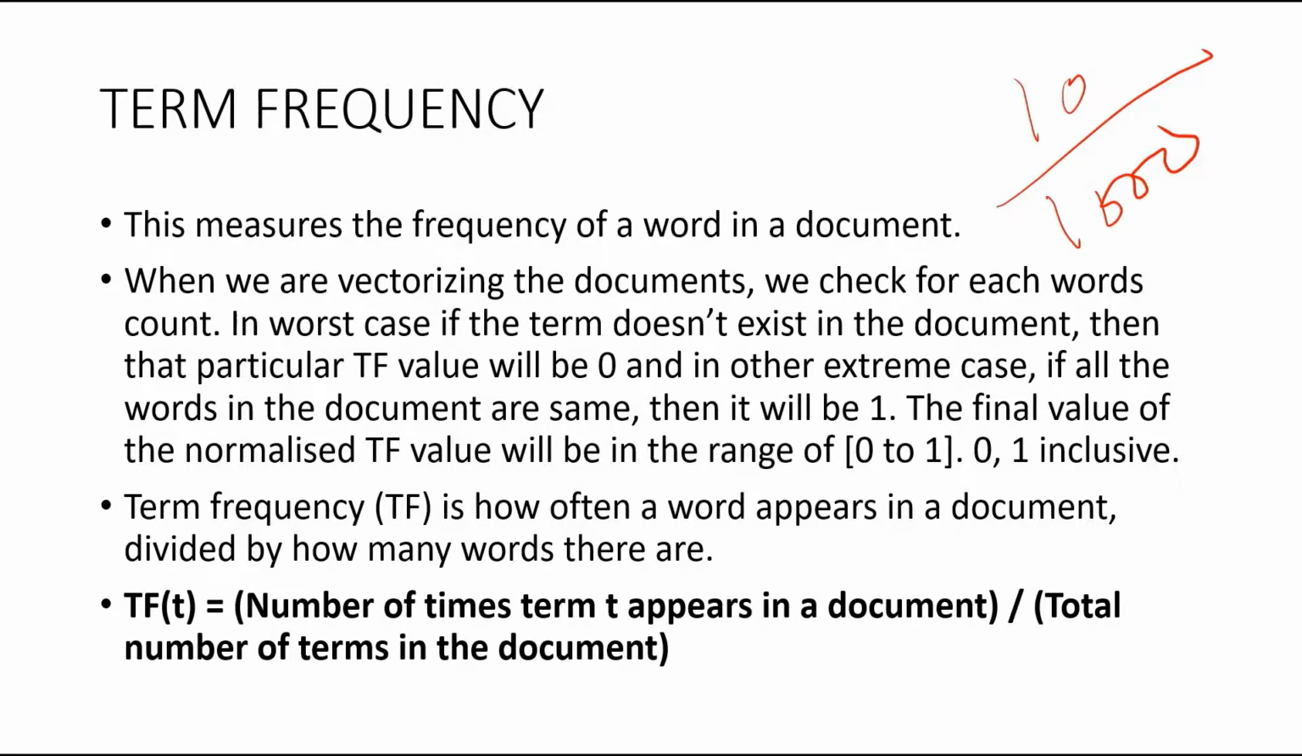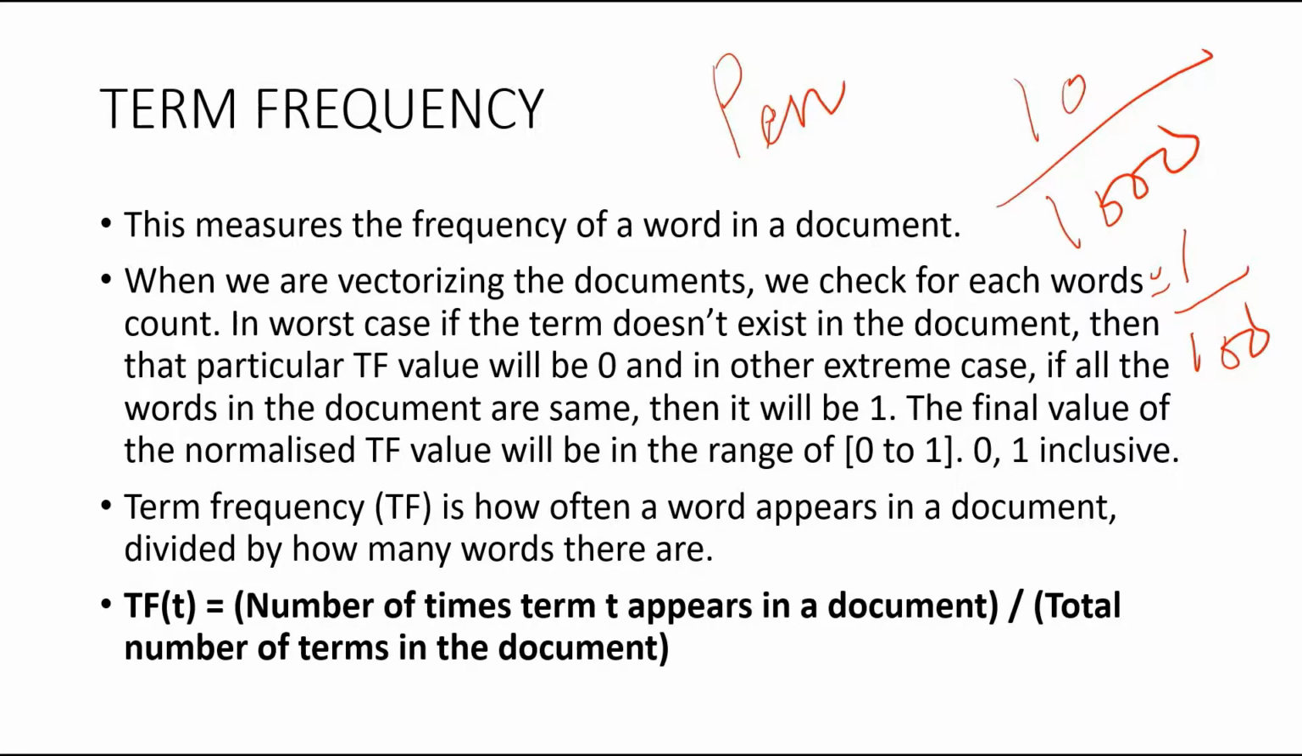See, what is 10 here? You are calculating the term frequency of the word pen, P-E-N, in the document. The word pen repeats 10 times. The number of times the word pen comes in the document is 10. The total number of terms in the document is 1000. Then what is the term frequency? It is 1 by 100. This is the way you calculate it.